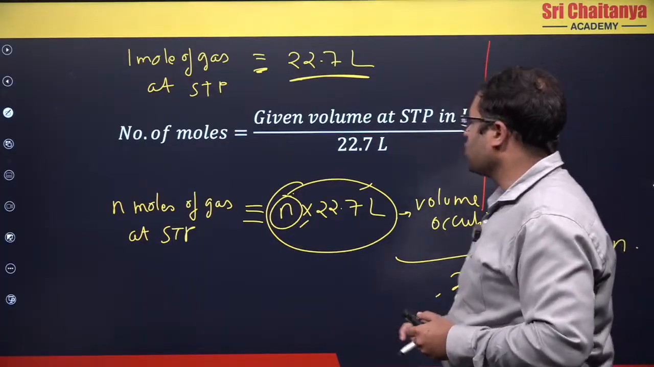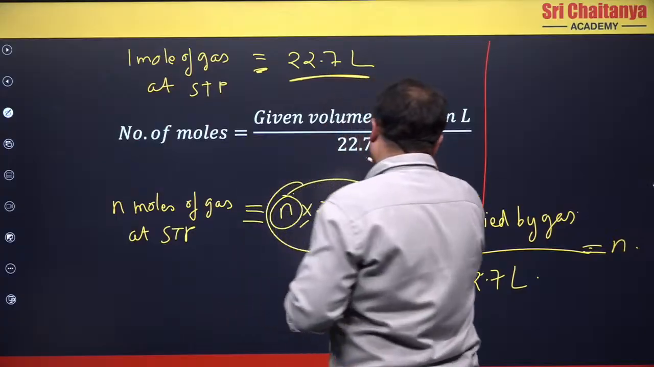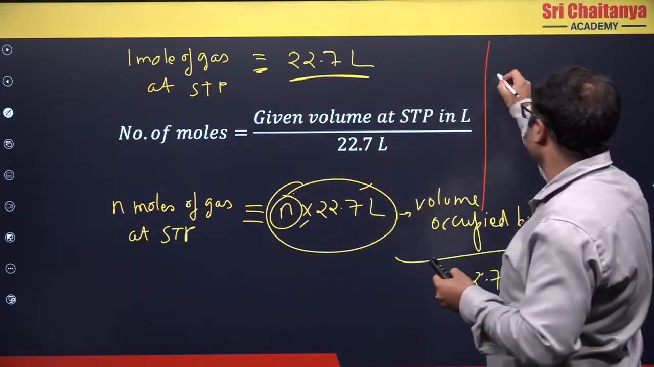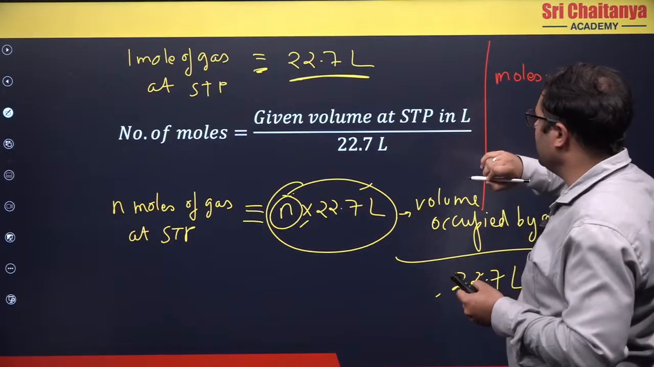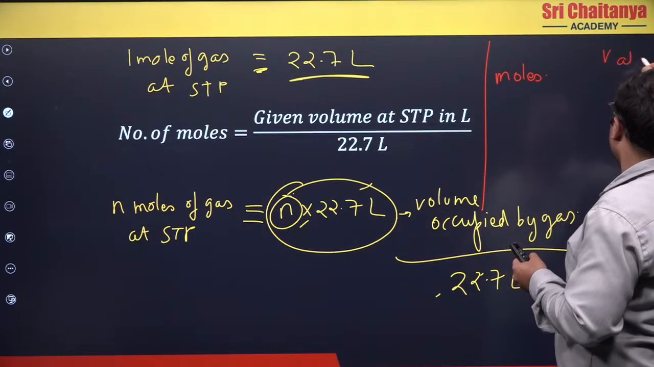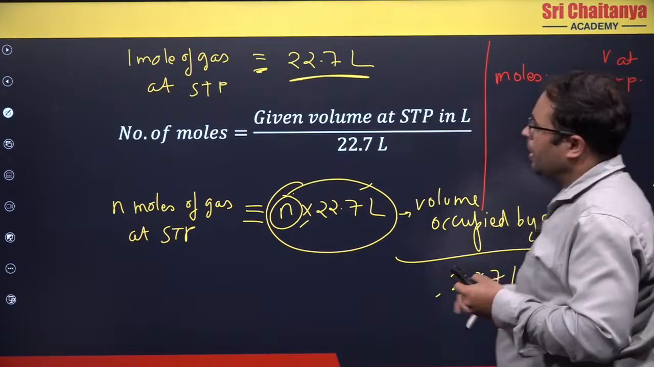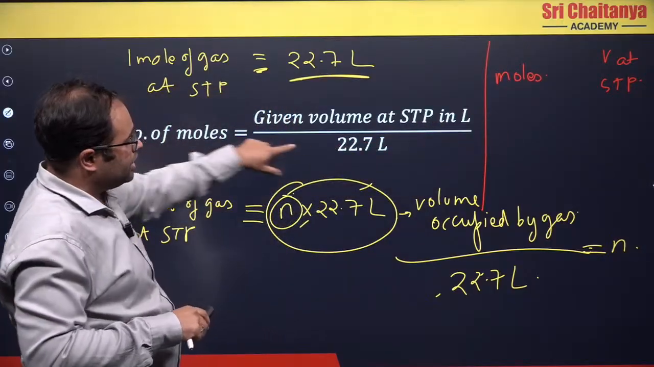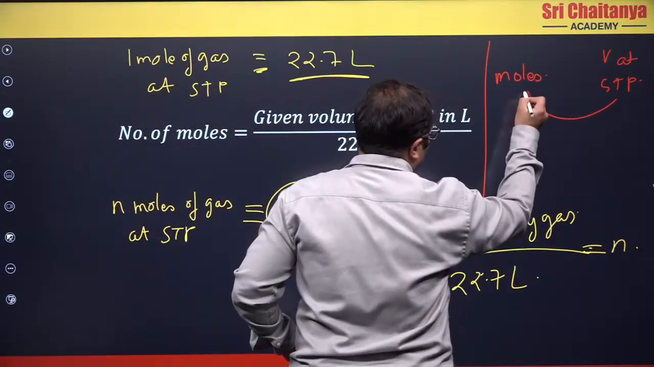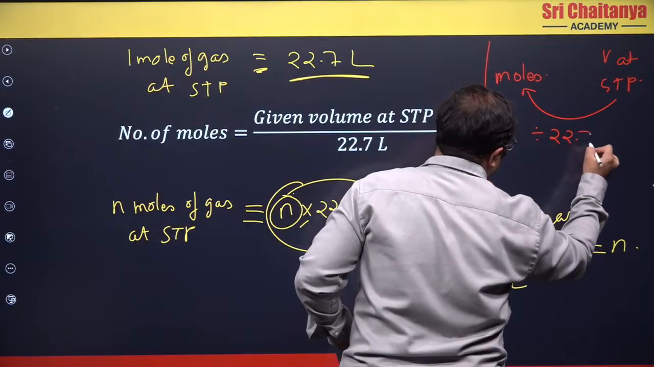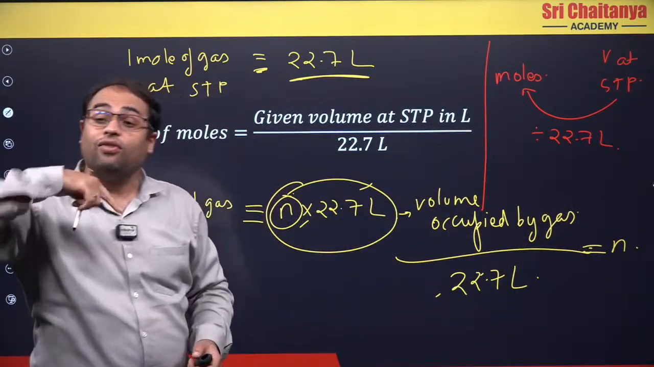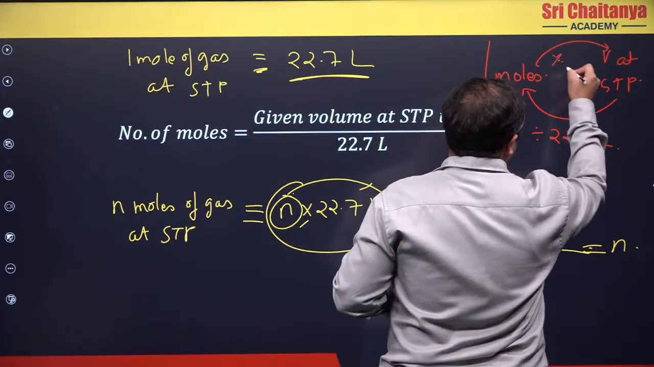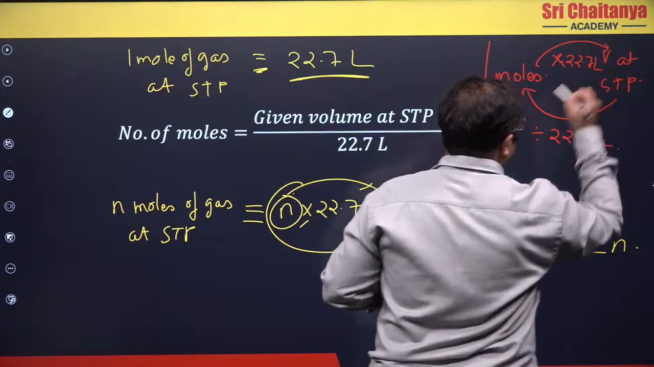The next shortcut formula we can make is, see, always and always one side will be moles, and on the other side something will be there. So this is volume at STP. One thing is clear: from volume at STP, if you want to calculate moles, just divide it by 22.7 liters. So from here, if I go here, I will divide it by 22.7 liters. And if I want to go the reverse, if I want to calculate the volume of the gas at STP, I will multiply it by 22.7 liters.